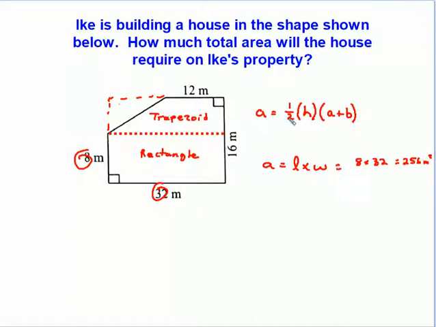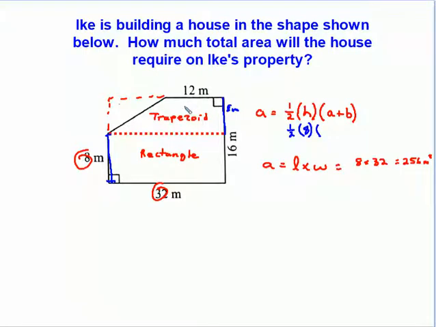And now we need to plug into the trapezoid formula. We've got 1/2 times the height. What is the height of my trapezoid? The height would be this right here. And we know that this side is 16 meters long. We know that on this side, this spot is 8 meters. So all we have to do is subtract 8 from 16, and that gives us 8 meters. So my height is 8.